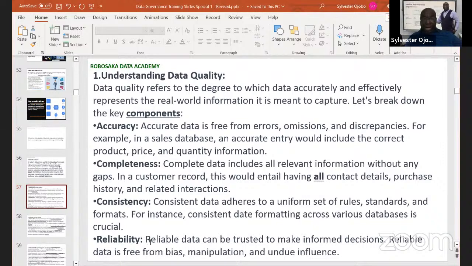They will also talk about reliability. So data can be trusted to make informed decisions. Reliable data is free from bias, manipulation and undue influence. Understand the word bias, very important, okay? What do you mean by bias?